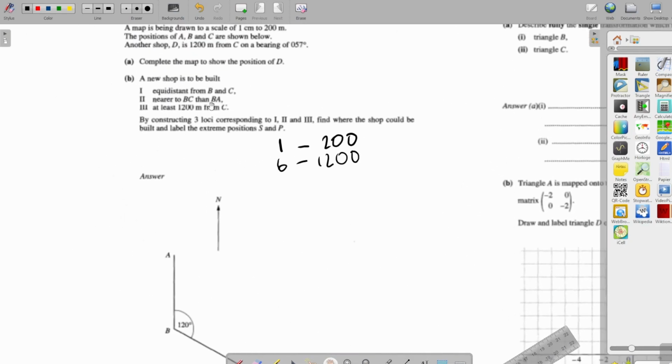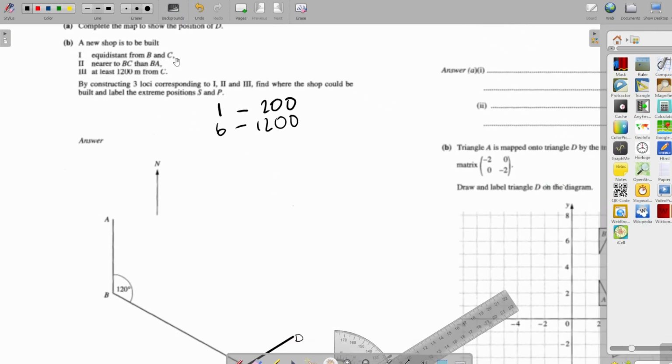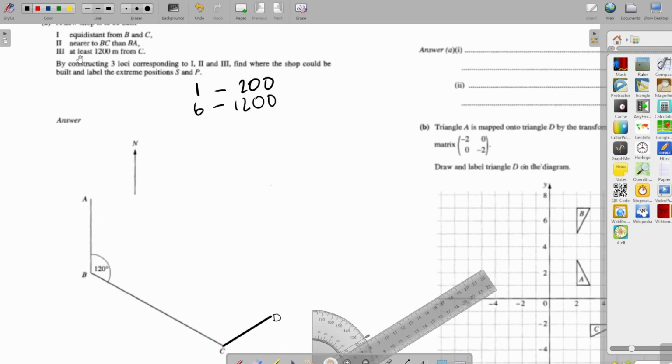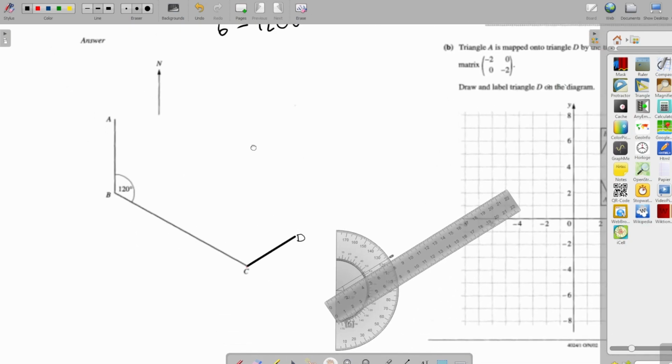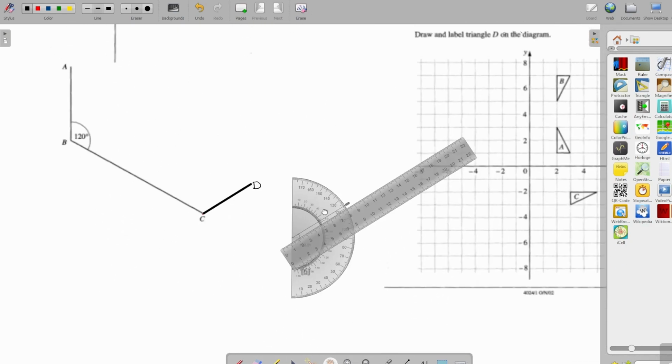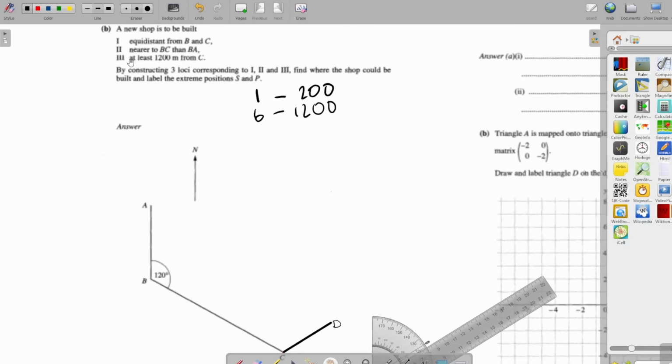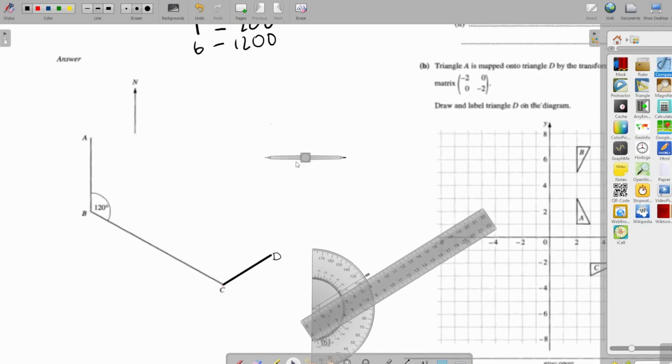So second part is a new shop is to be built, and it needs to follow these 3 conditions. The first condition is equidistant from B and C. The second condition is nearer to BC than BA, and the third condition is at least 1200 meters, so at least again 6 centimeters away from C. So the easiest thing to figure out would be what is 1200 meters from C. For that we need a compass, and we're going to place the compass at C, and then just measure 6 centimeters because that is 1200, and right, this was 6 centimeters, right?